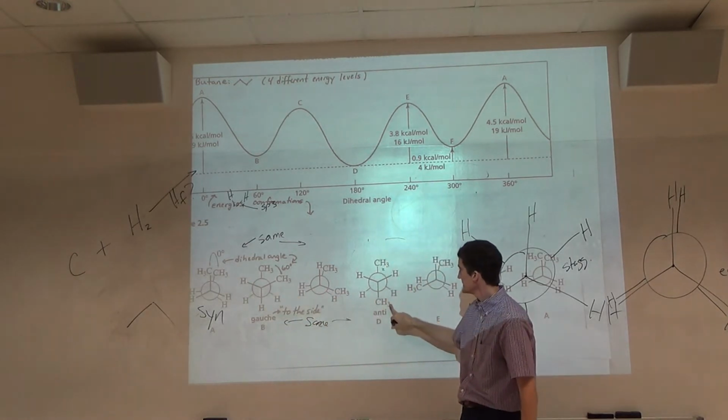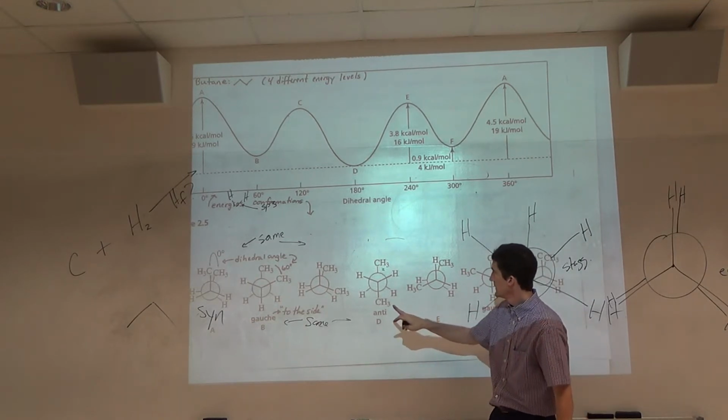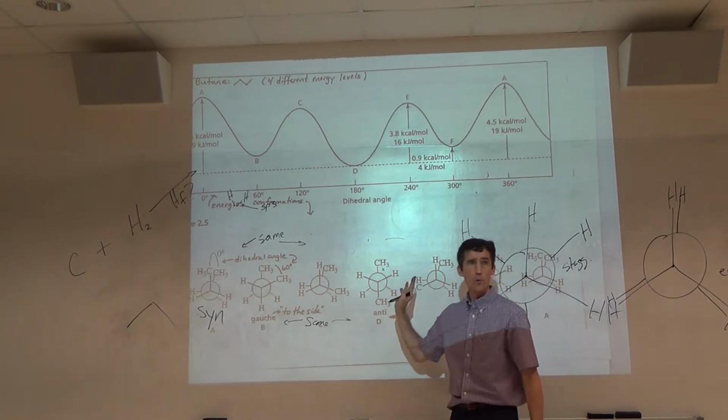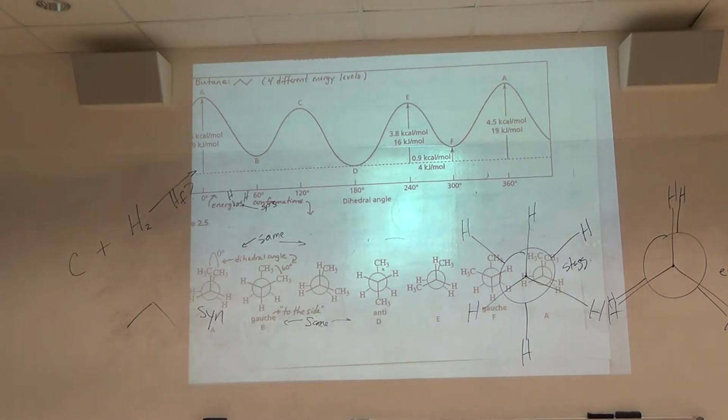And then we get to this. Then they start repeating, don't they? Isn't E the same as C? I think it's four. There are only four different ones. It starts repeating. Ethane had two. This one had four.